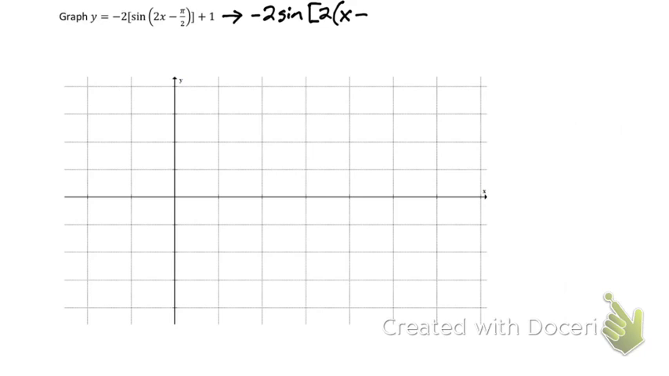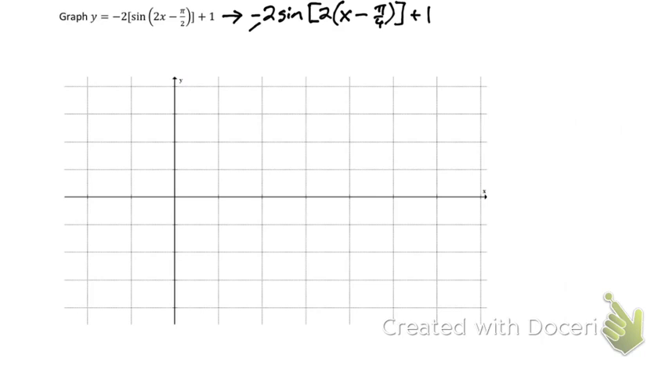over 2 divided by 2 to factor it out. It's just like multiplying by 1/2. So pi over 2 divided by 2, just like multiplying by 1/2, is going to be pi over 4. Close, close, and we still have the plus 1 outside.